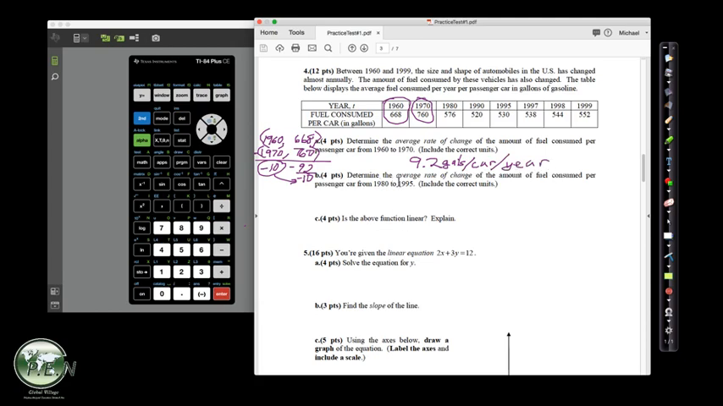Okay. Determine the average rate of change of the amount of fuel consumed per passenger car from 80 to 95. So then, in that case, let's change colors here. Go with the green. We're looking at the point 1980 and the other data value for 1995. We'll do the same thing. If we get exactly the same, that's going to lean us towards thinking that it's a linear function. If not, it wouldn't be linear. So again, we do the same thing. Let's put 1995 on top.